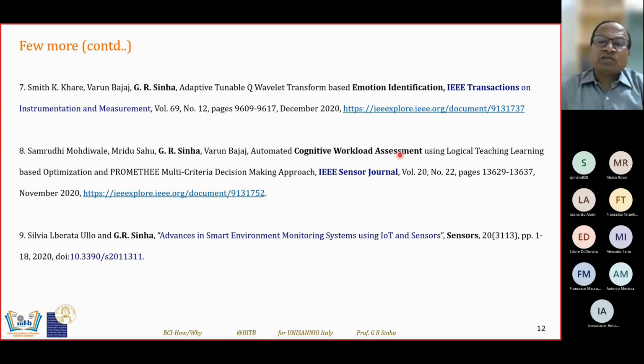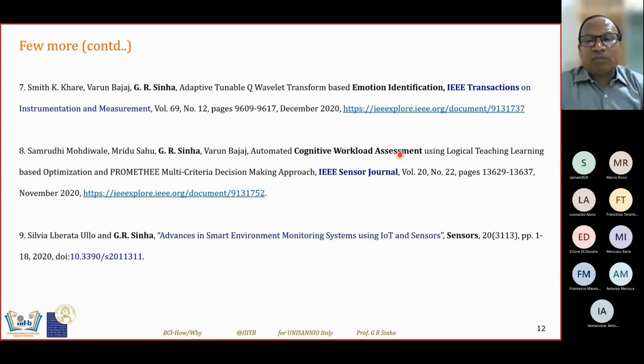What is cognitive workload assessment? Say you are attending classes, or a pilot is working and is being given commands by the air traffic control. How much workload does he undergo, how much stress does he have? That kind of study comes under cognitive workload assessment.